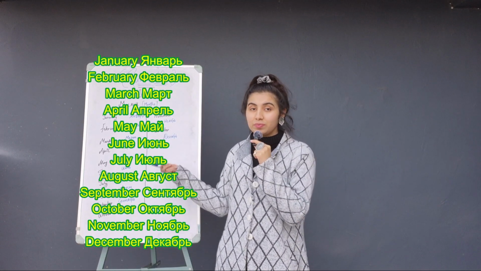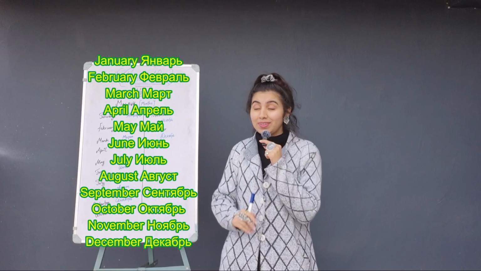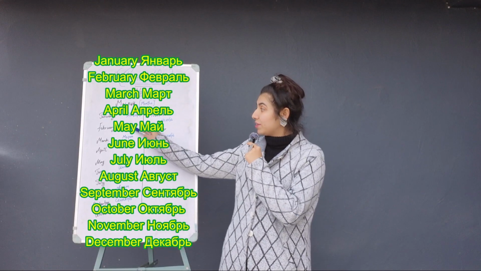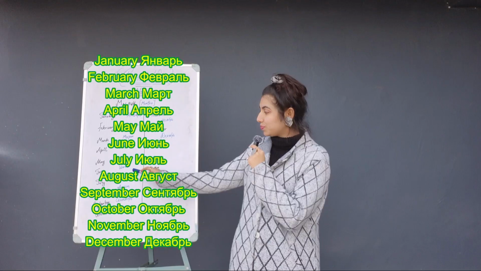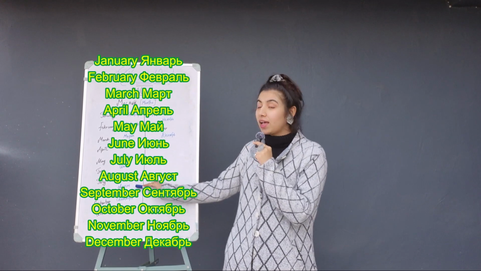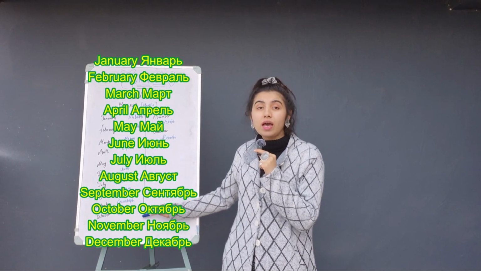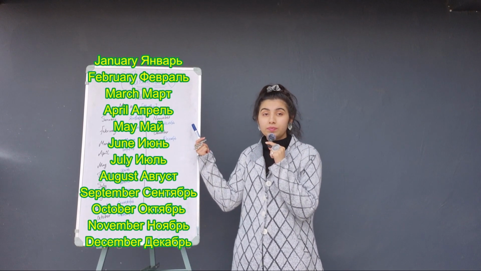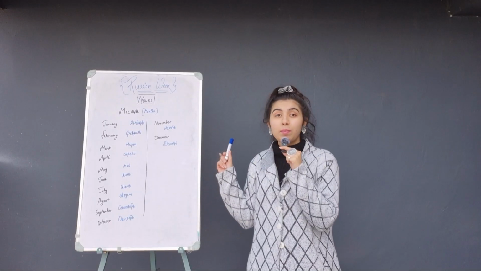Okay, once again, let's repeat it. This is January. February. Sorry, this is February. This is March. April. May. June. Yule. August. September. October. November. December. Okay, so these are the months.